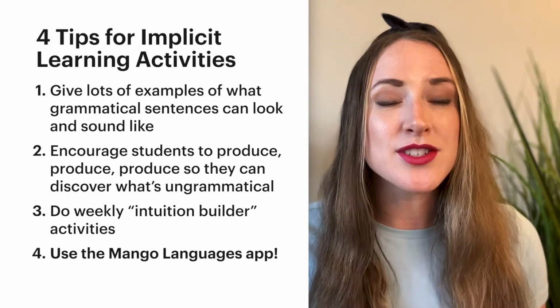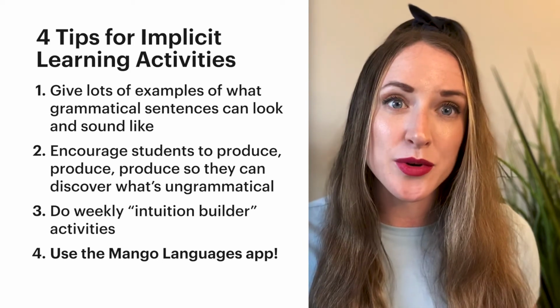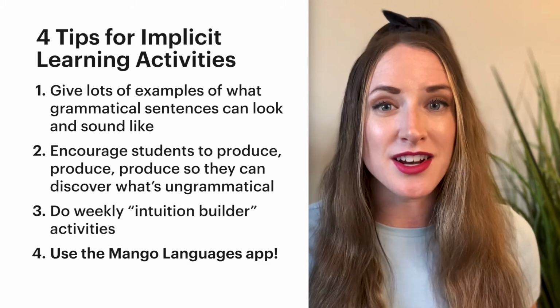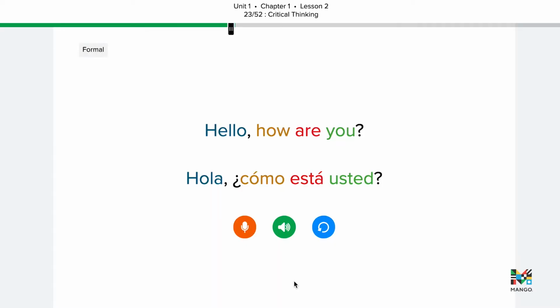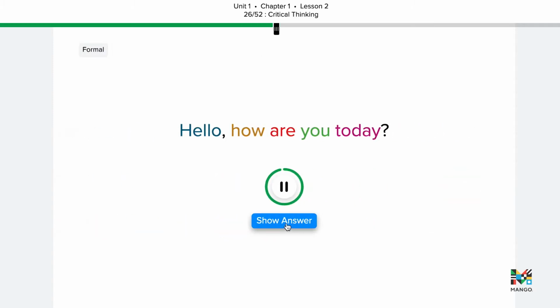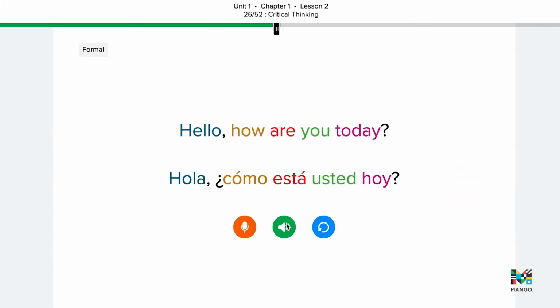And number 4, use the Mango Languages app. The Mango app builds learners' intuition for the target language grammar through critical thinking exercises and our intuitive language construction methodology. Many language learning apps focus on memorization alone, which of course doesn't help create independent communicators. Mango's critical thinking exercises, on the other hand, help learners start to think naturally in a second language and intuitively speak their own phrases and sentences.